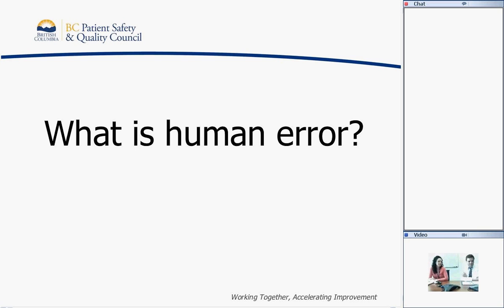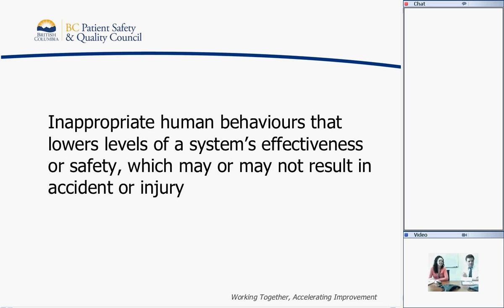So what is human error? I know I've touched on this a little bit. I'm going to give you a definition and then I'm going to let Ray jump in. And so when we talk about human error, it's used quite often, specifically in healthcare now, but it's considered as a definition inappropriate human behaviors that lower levels of system effectiveness or safety, which may or may not result in accident or injury. So I'll pass it over to you, Ray.